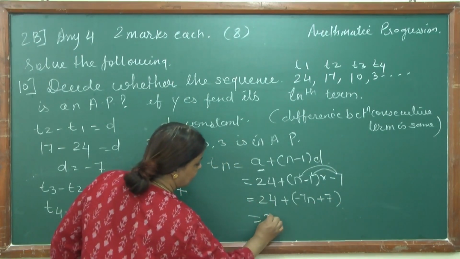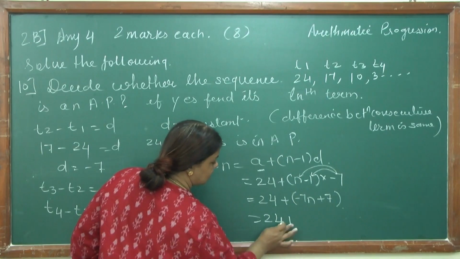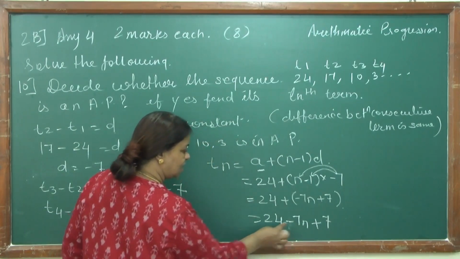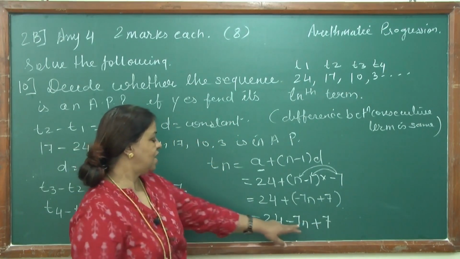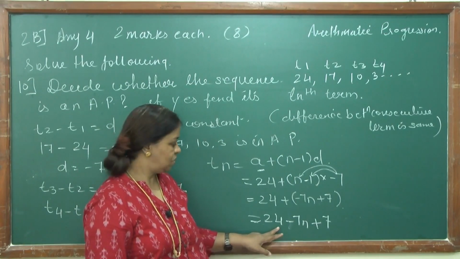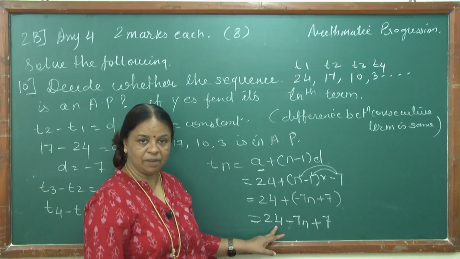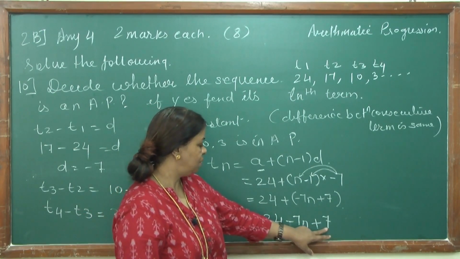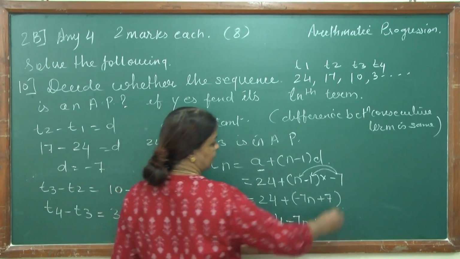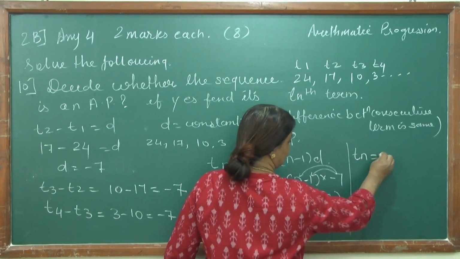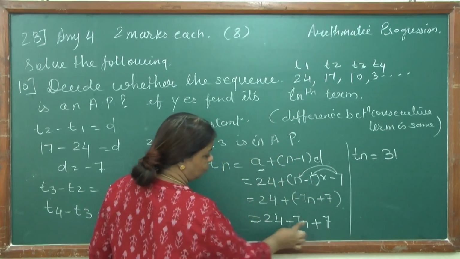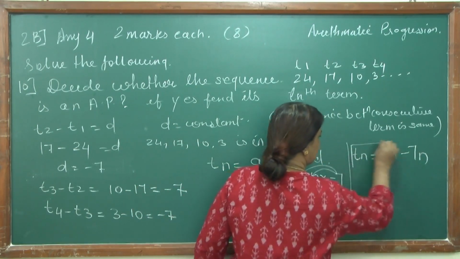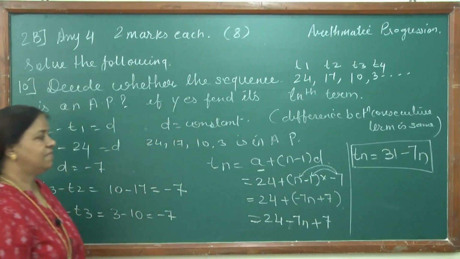Now I will open the bracket. 24 plus minus 7n plus 7. See, 7n cannot be added to 24, because this is with the variable n and that is without a variable. This is a number. You cannot add them. So you can add 24 and 7, which is 31. So your Tn term will be 24 plus 7 is 31, minus 7n. So the nth term is 31 minus 7n, children.